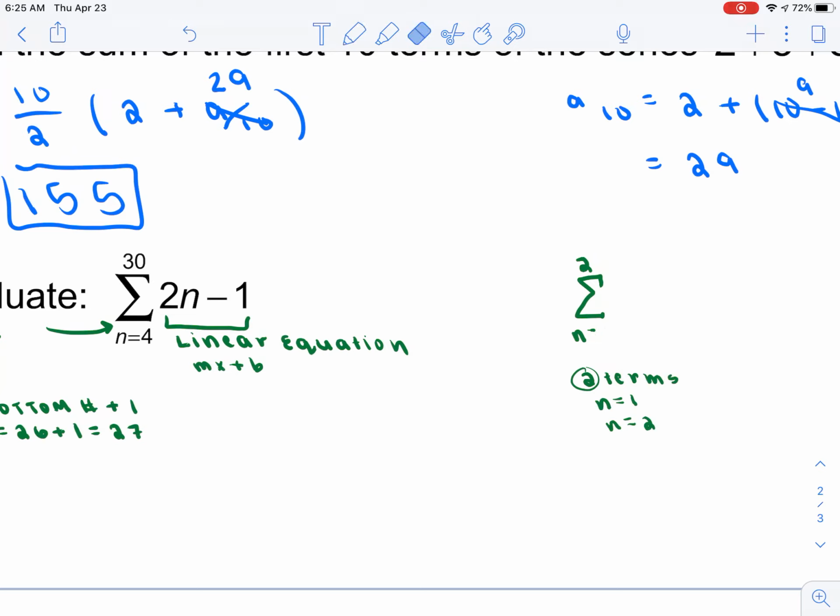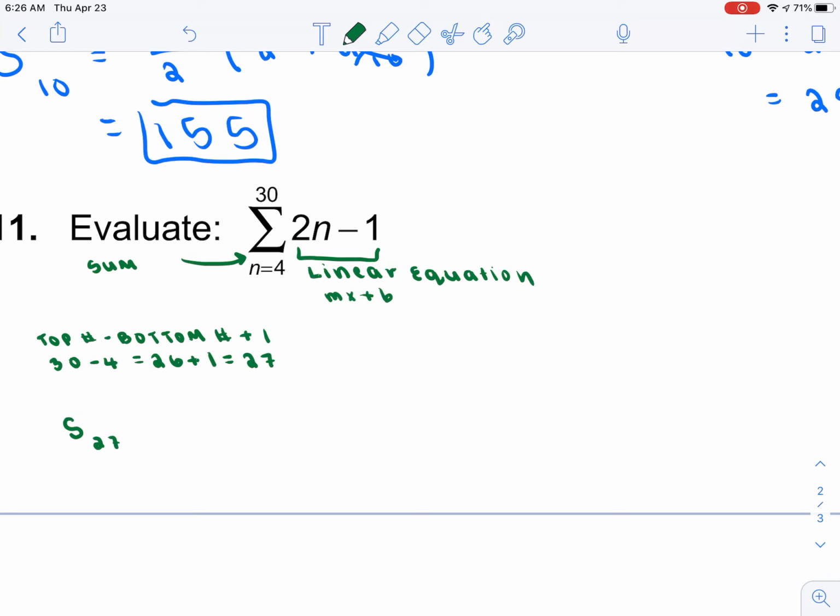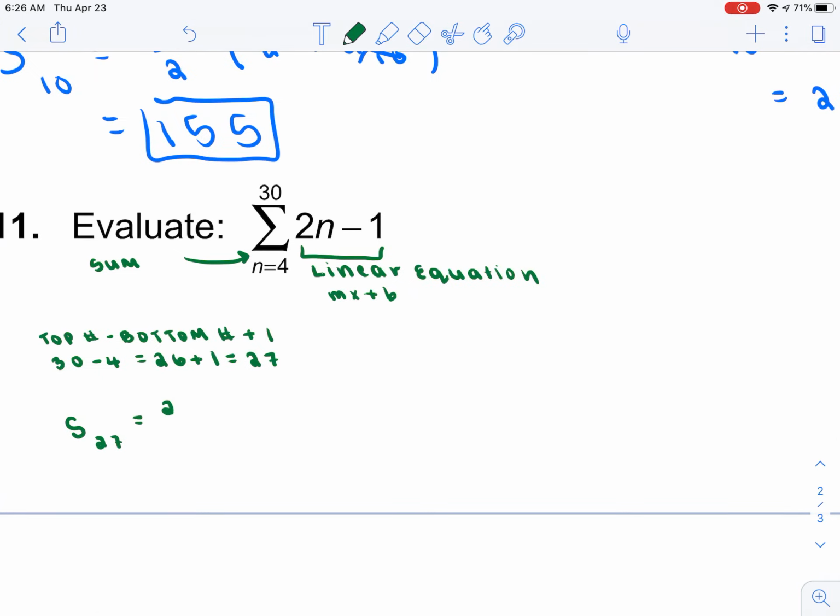Okay, and here's another example. If you had a bottom number of n equals 0 and you sub that in, notice that you'd have to sub in a 0, a 1, and a 2. That's actually 3 terms in this situation. So you don't just subtract top minus bottom. You have to add 1 to this. And this is a very common mistake. So be careful with that. So we're actually finding the sum of 27 terms.